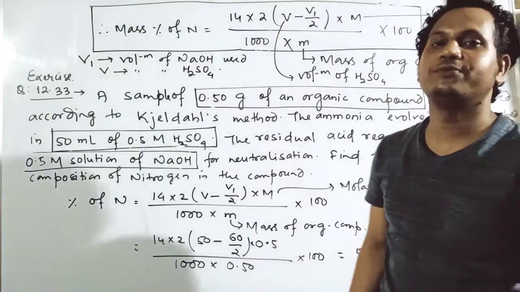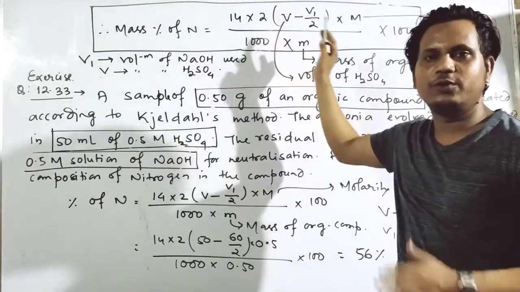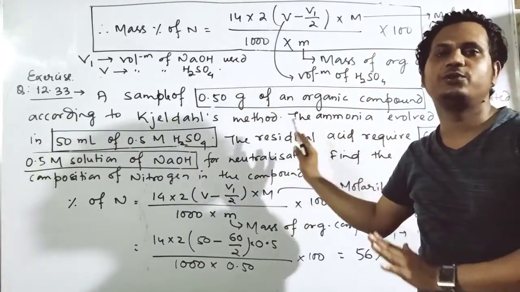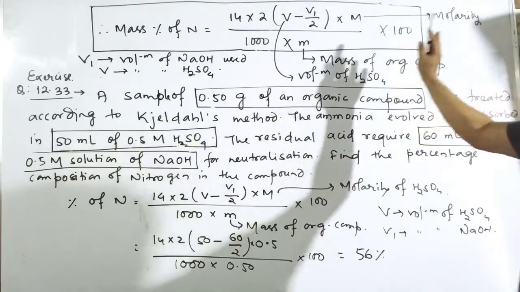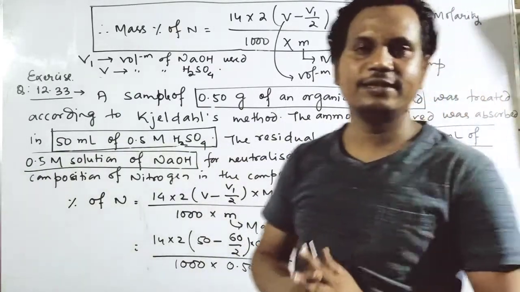So just remember the formula. Mass percentage of nitrogen in Kjeldahl method is 14 into 2 into V minus V1 by 2 into molarity by 1000 into mass of organic compound multiplied by 100. So this is the Kjeldahl method.